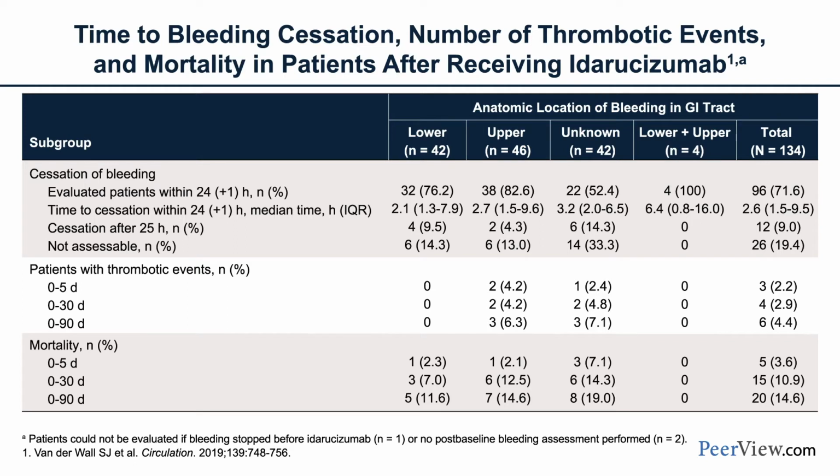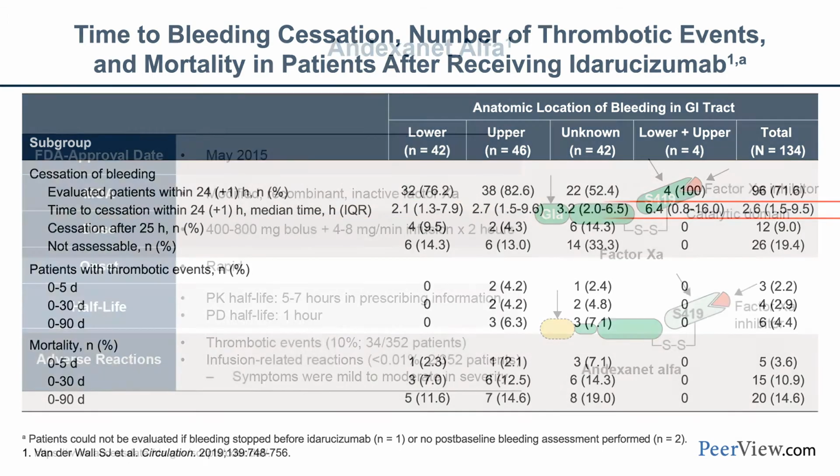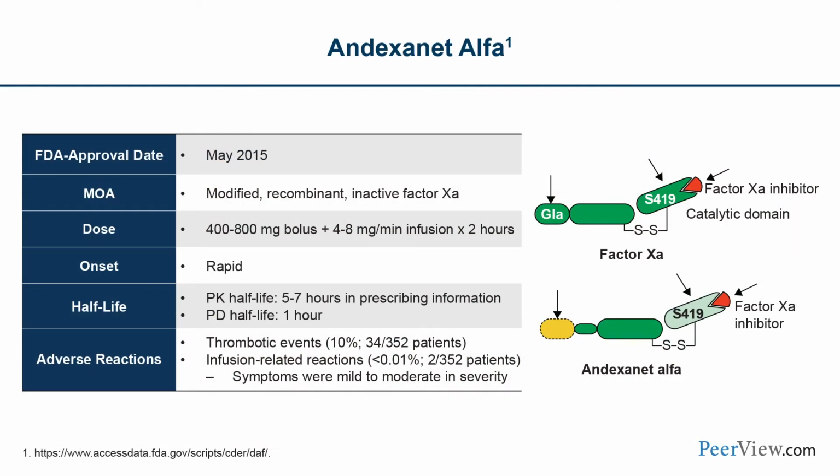There we have some of the data on the time to cessation of bleeding, the number of thromboembolic events, which were quite low in the idarucizumab, right around 5% in the GI bleeding population. So andexanet alfa, I previously described the mechanism, which is fairly elegant, pulling off that GLA domain on one end and mutating the serine binding site on the other end so that it doesn't, one, bind factor 5, which would make it an anticoagulant, and two, cleave prothrombin to thrombin, which would make it procoagulant.